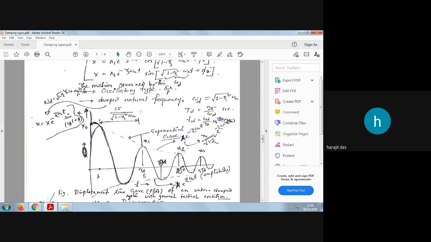Now you are able to find out the damped natural frequency, so omega d is what? Equal to under root 1 minus zeta square times omega n. So 2 pi by omega d will be the damped time period, that is 2 pi by under root 1 minus zeta square omega n. So this will be the value of this Td, the time period, capital Td. So here also this value is Td. Understood?